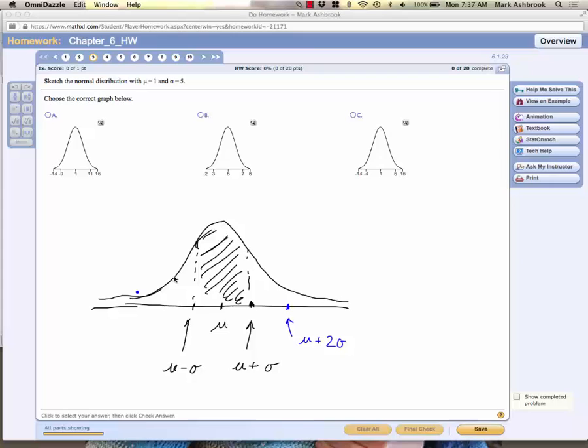Same thing over here. So flat, flat, so somewhere right around here is your 2 standard deviations below the mean. So now we've got these 2 to choose from. From 1 here, they've gone up 5 and down 5. This is 1 plus 5 and 1 minus 5. And then here they've gone up 10. 1 plus 10, that's 11. And 1 minus 10 is negative 9.